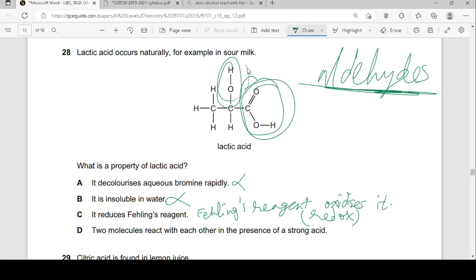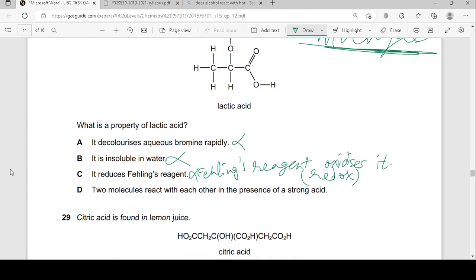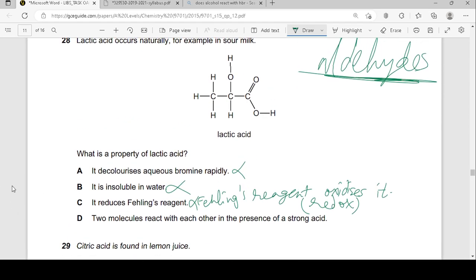It has a carboxylic acid group and it also has a secondary alcohol group. So there's no way that Fehling's reagent can oxidize it, and it can't reduce Fehling's reagent, to my knowledge. Okay, so the answer is probably going to be D, but let me just check.